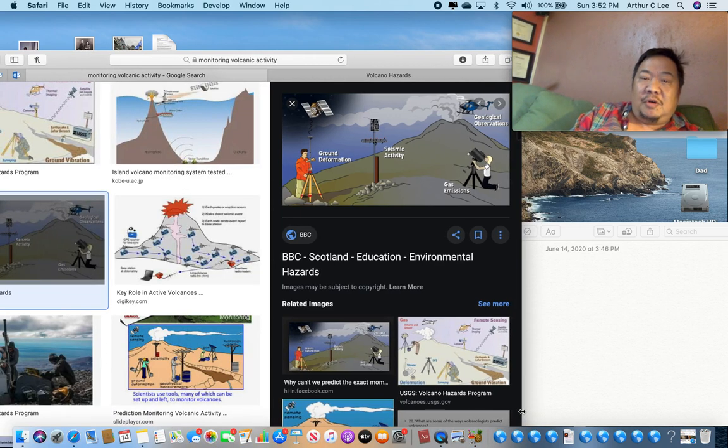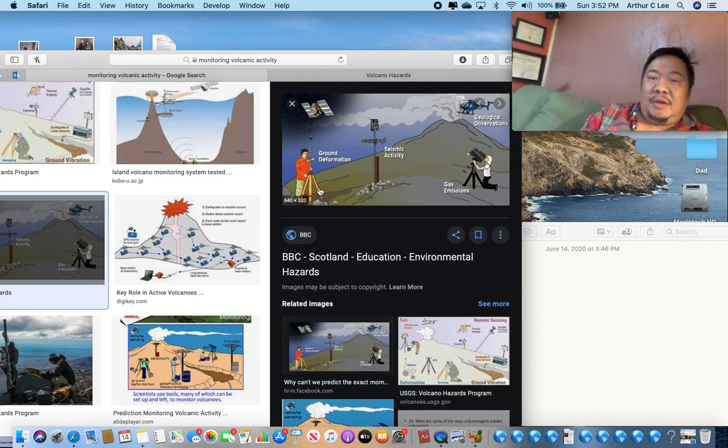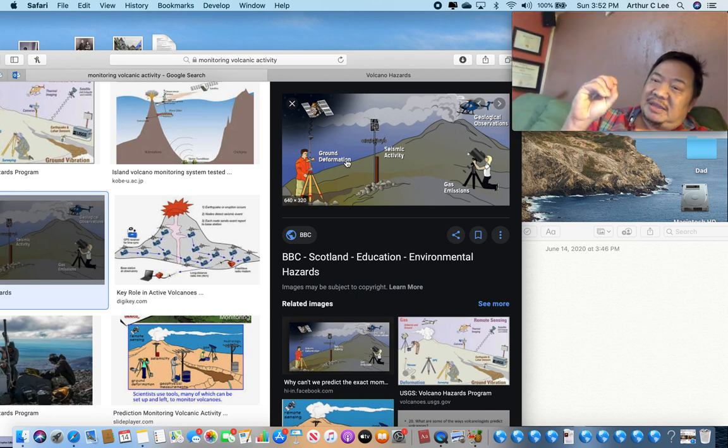What are you going to look for? Well, look for any change in shape of the mountain. And we could actually measure changes in shape to less than a millimeter, the thickness of a dime, by using GPS sensors and surveying equipment. What else can we use that'll tell us that a volcanic eruption is going to occur soon?